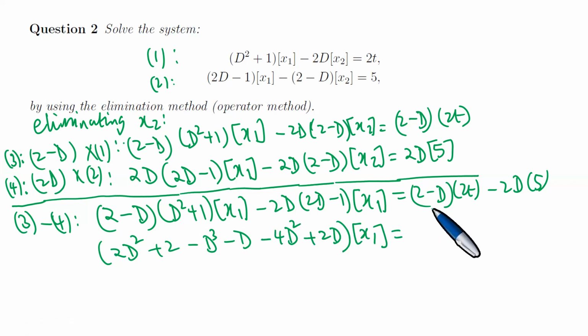Analyzing this, you have 2 times 2t, which is 4t, minus the derivative of 2t, which is just 2, so you can write minus 2 there. And then here, this one is 0 because 5 is a constant. The derivative of the constant 5 is 0. Now let's come to this one and write it properly. So it is minus d cubed, and then we have this and this, which is minus twice d squared. So d cubed and minus twice d squared. Okay, there is twice d minus d, which is d.